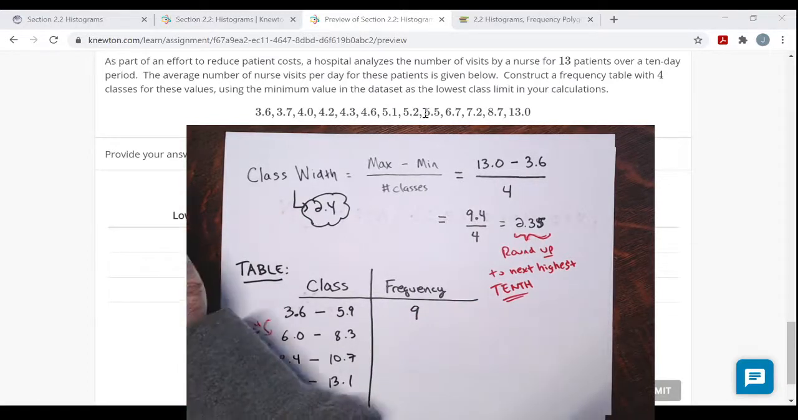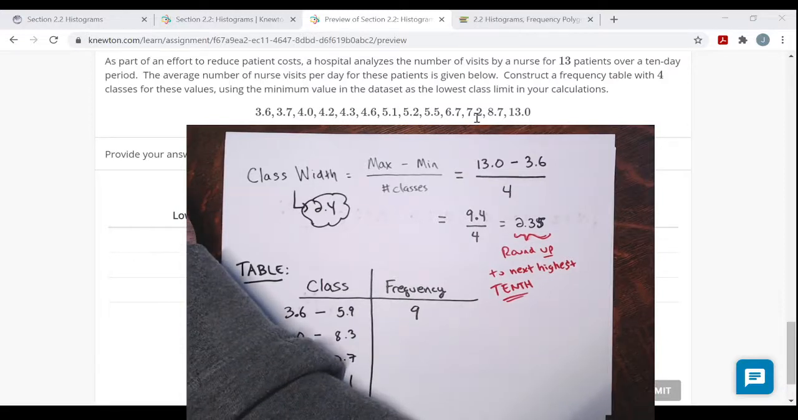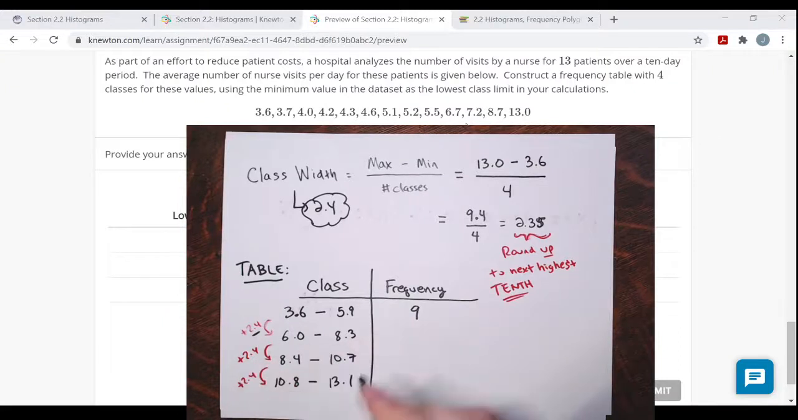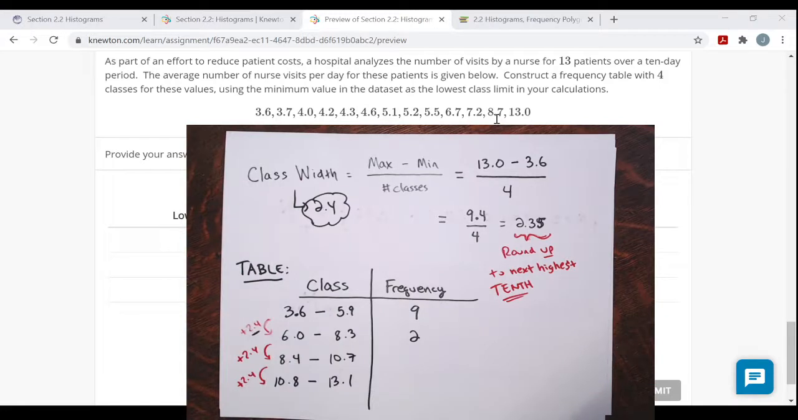And then from 6.0 to 8.3, how many values? Well, we have 6.7, 7.2, and then 8.7 is too big. So just 2 values in that next class. Then from 8.4 to 10.7, there's 8.7, and that's it. 13.0 is too high. So just 1 value in that class. And then finally, from 10.8 to 13.1 is 13.0, that's it. Only 1 value.